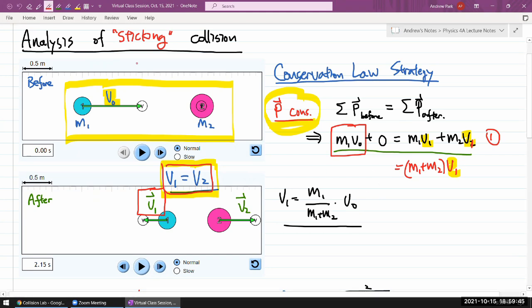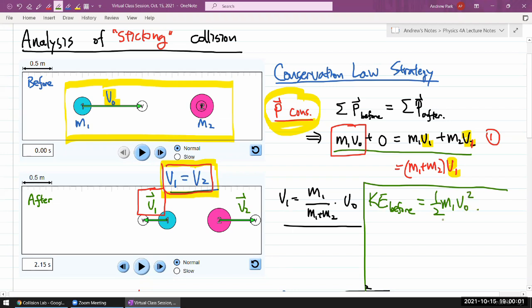So our kinetic energy before is the kinetic energy of M1. That's kind of easy. It's 1/2 M1 V0 squared. Okay, let's work out kinetic energy after. For kinetic energy after, we can treat the whole combined blob as one thing. So it'll be 1/2 the total mass, M1 plus M2, times the speed V1 squared. And let me plug in this expression for V1.